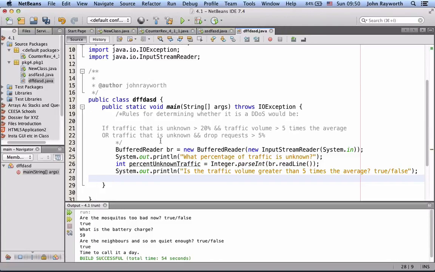Next question: traffic that is unknown greater than 10%, and drop requests are greater than 5%. So just one more question, once we take in our answer here for the second question, Boolean, sorry, I didn't finish that, traffic volume issue.